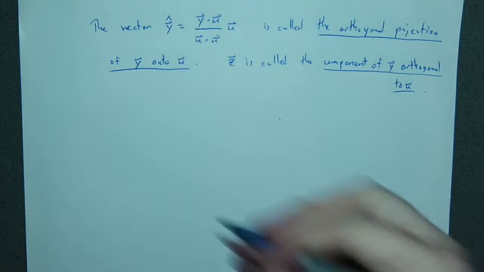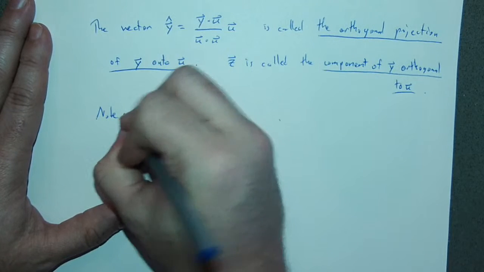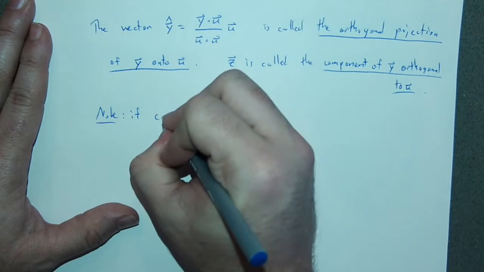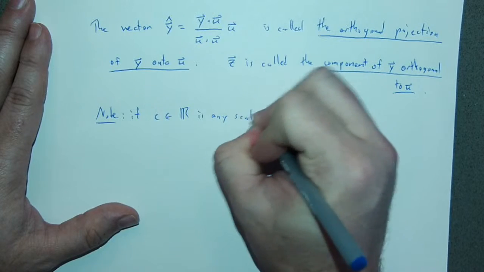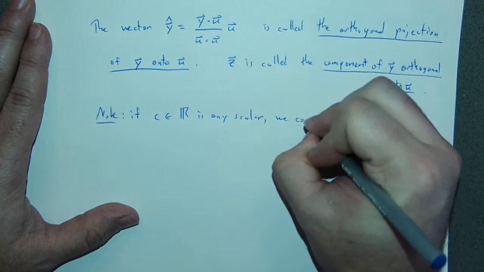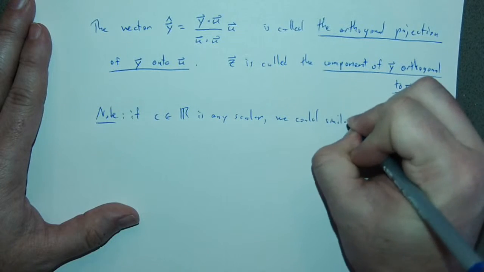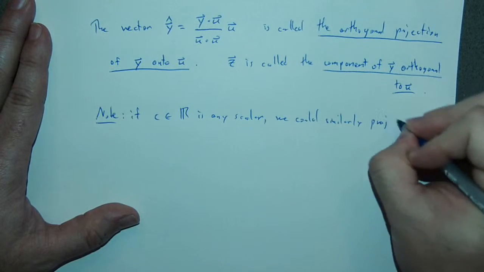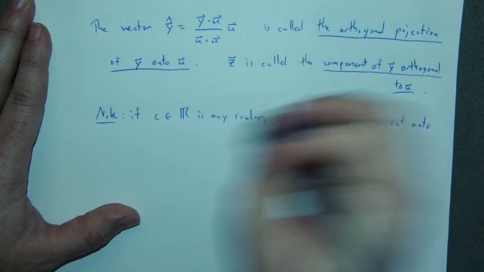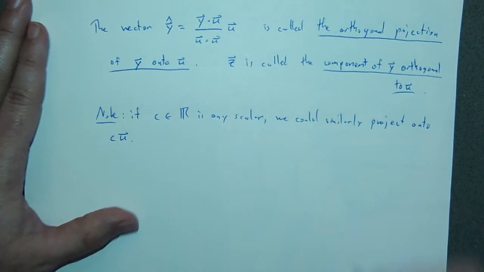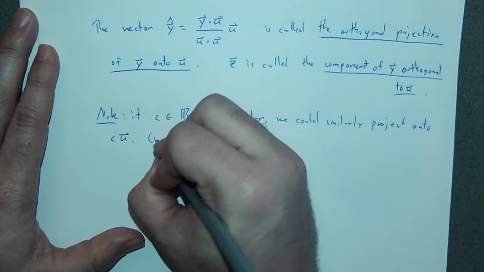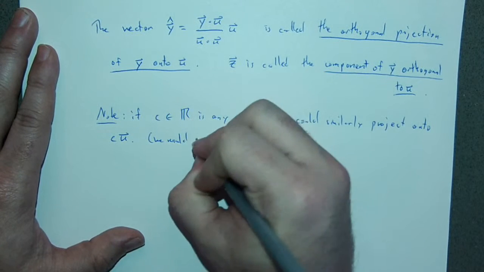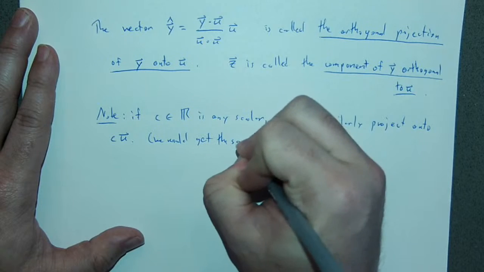Okay, but note, if c is any scalar, we could similarly project onto any scalar multiple of u, and we get the exact same thing. So we would get the same y hat.